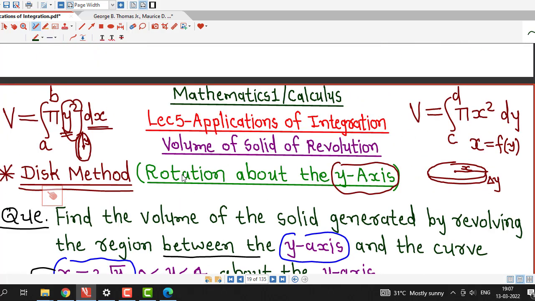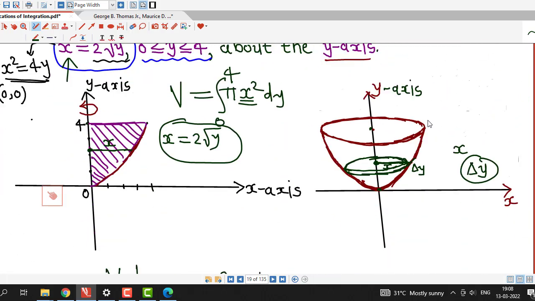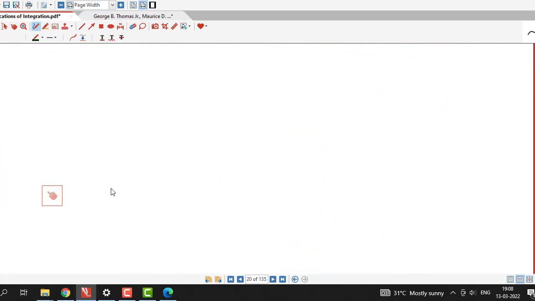Either we have to integrate with respect to x or y. That will be decided by the axis of rotation. If we are rotating about the x-axis, we will integrate with respect to x, and the radius of the circular disc will be equal to y, and that will be a function of x. If we are considering rotation about the y-axis, then the volume will be given by the integral with respect to the variable y, and x will be the radius of the circular disc, and that will be a function of y. So for the disc method, we will remember these two formulas.